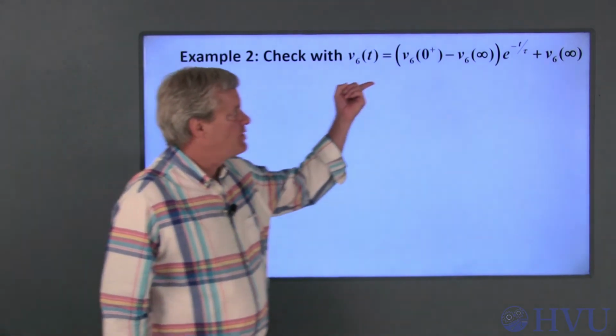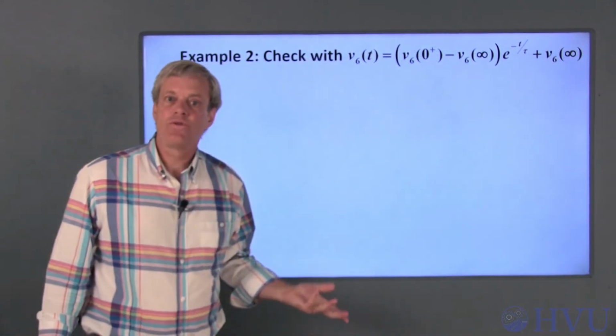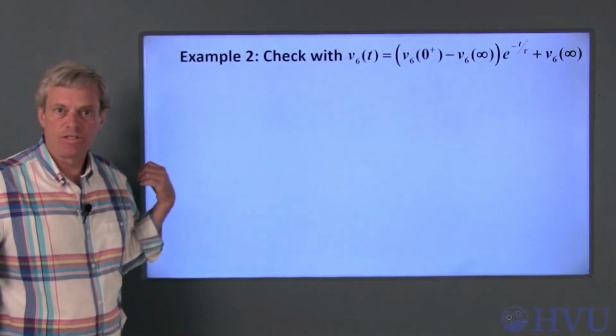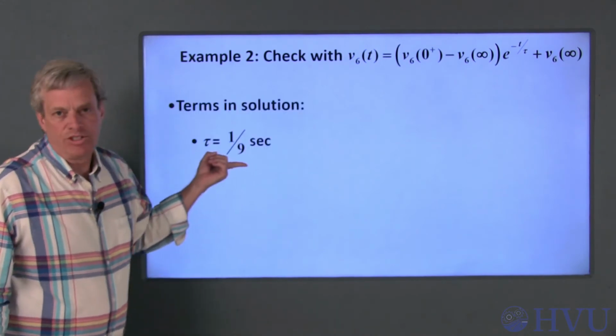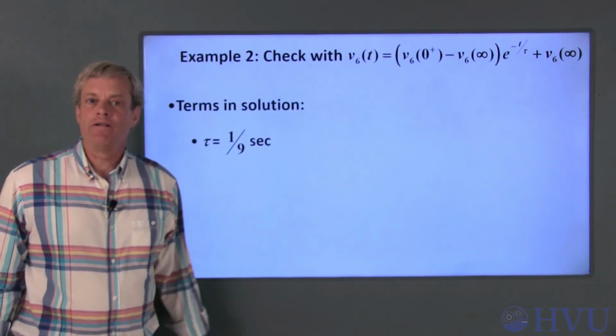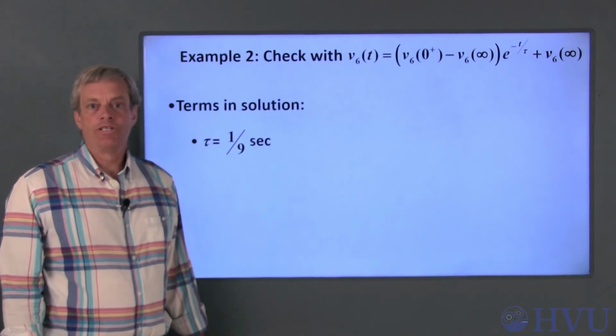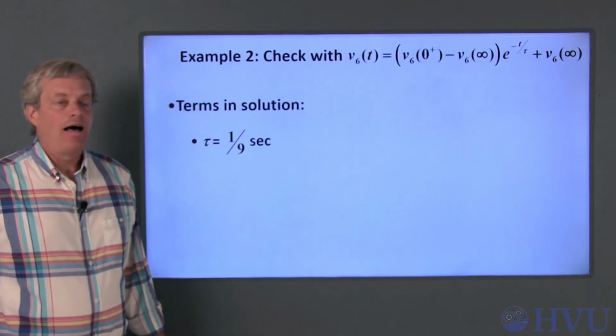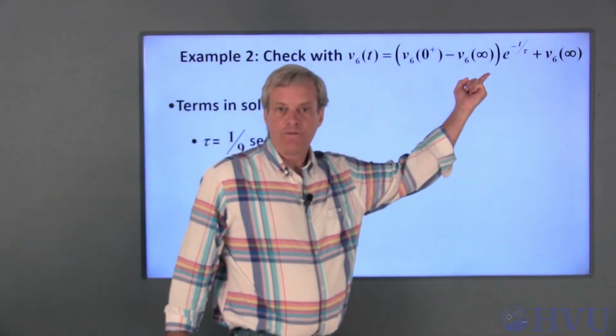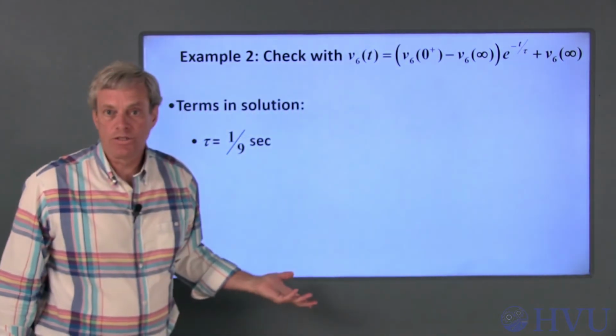First, I'll find the parameters in this equation. Then I'll use those parameters to check my previous solution. I'm not going to double check the time constant. We've already found that this is 1/9 of a second, and we double checked that result when we originally found the inductor current. I'll use the initial and final values of V6 to check my previous solution.